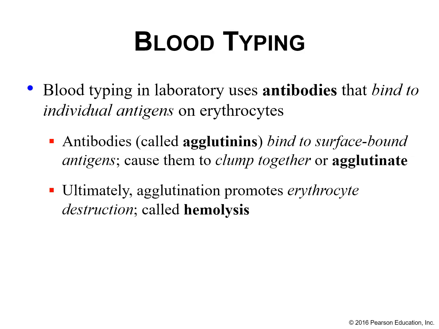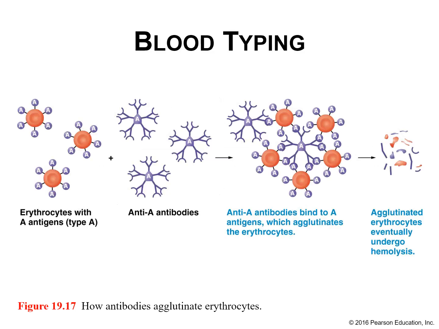So blood typing is done in the laboratory utilizing antibodies that can bind to individual antigens on red blood cells. Antibodies are also called agglutinins because they bind to surface-bound antigens, causing them to clump together, or agglutinate. So that's why they're also called agglutinins. Ultimately, agglutination promotes red blood cell destruction, and that's called hemolysis.